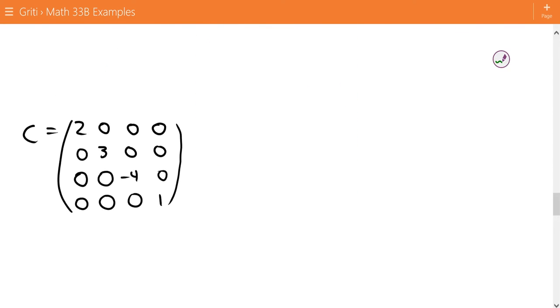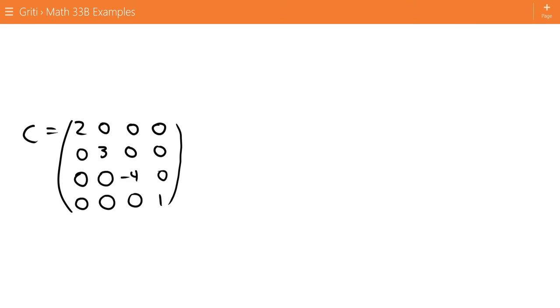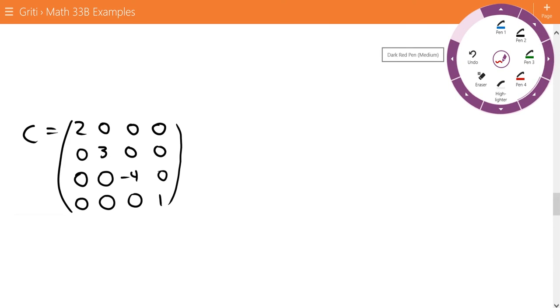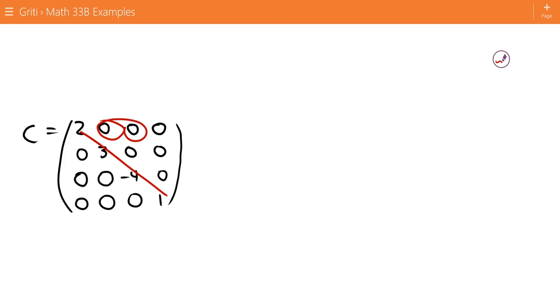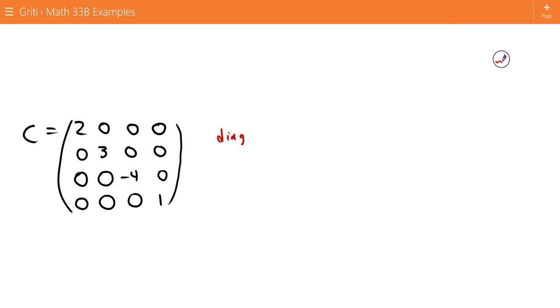And for C, we have the following 4 by 4 matrix. And it turns out this is a diagonal matrix. So that means that all the entries above and below the diagonal are 0. So for diagonal matrices, the diagonal entries are the eigenvalues. So the eigenvalues are 2, 3, negative 4, and 1.